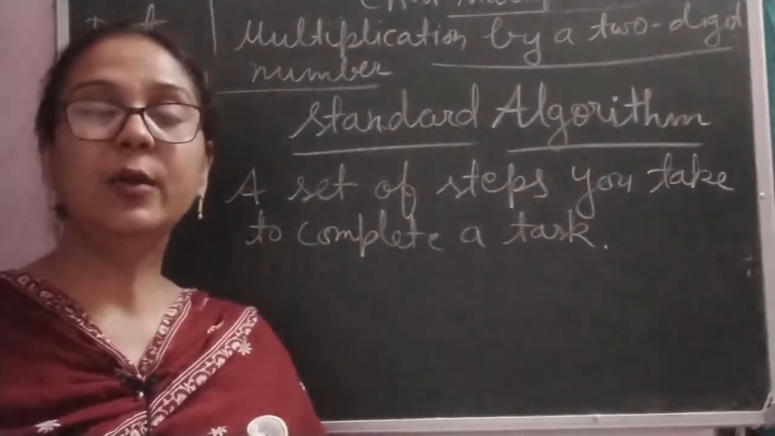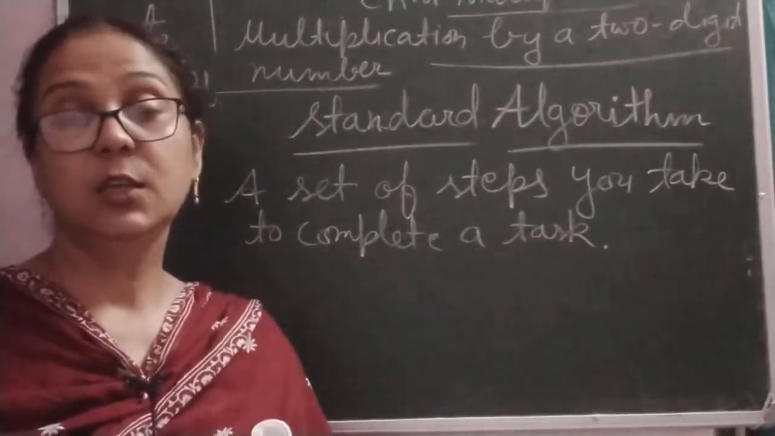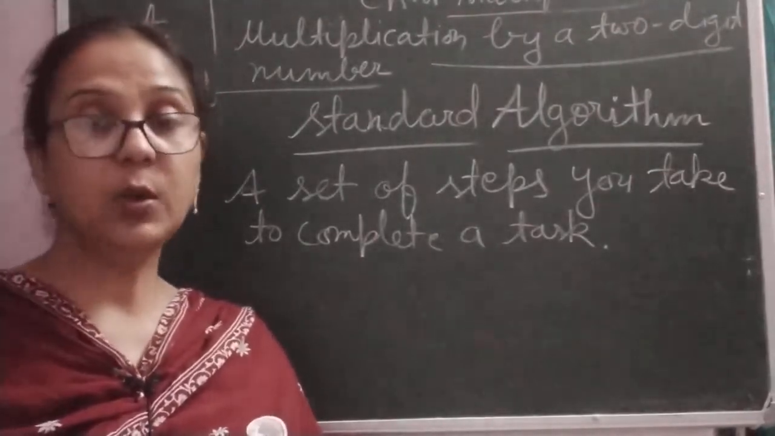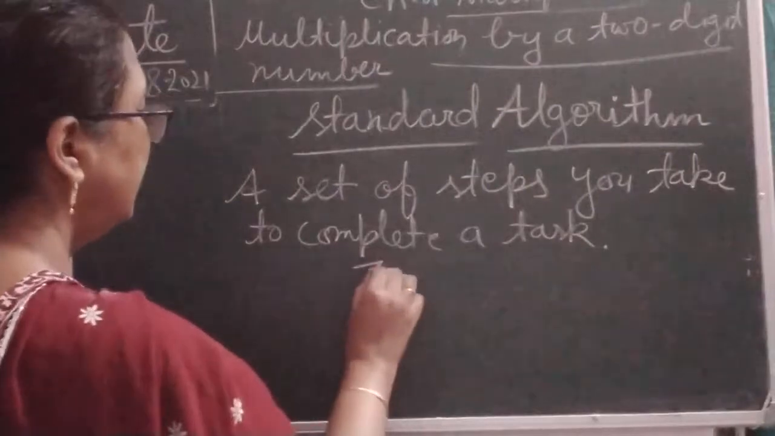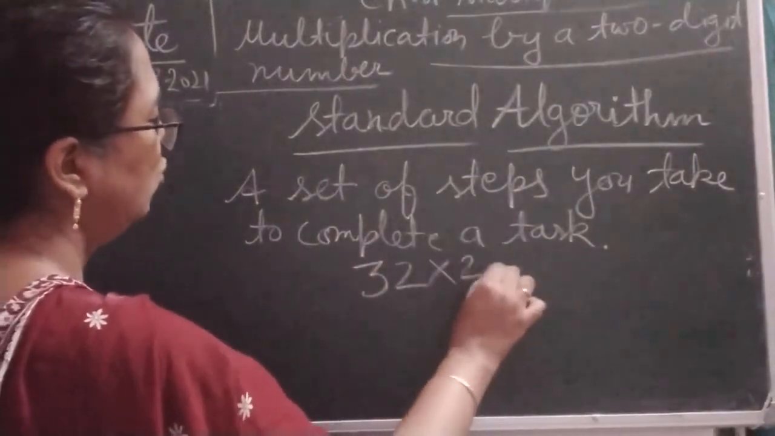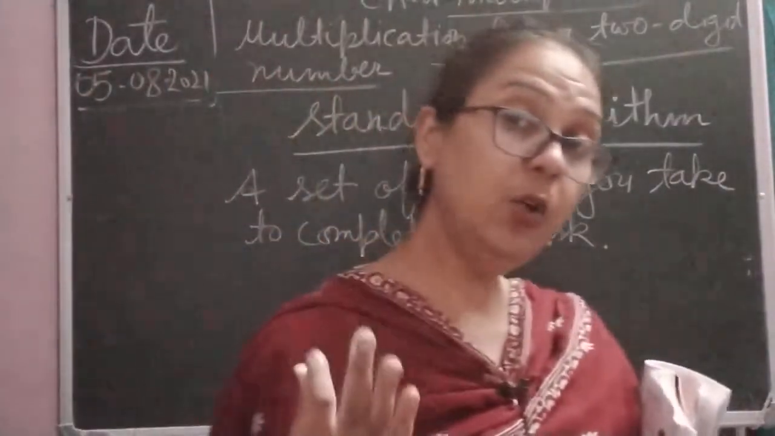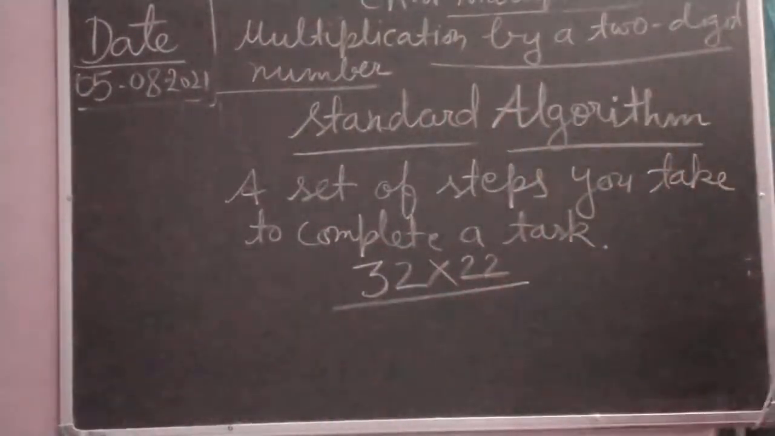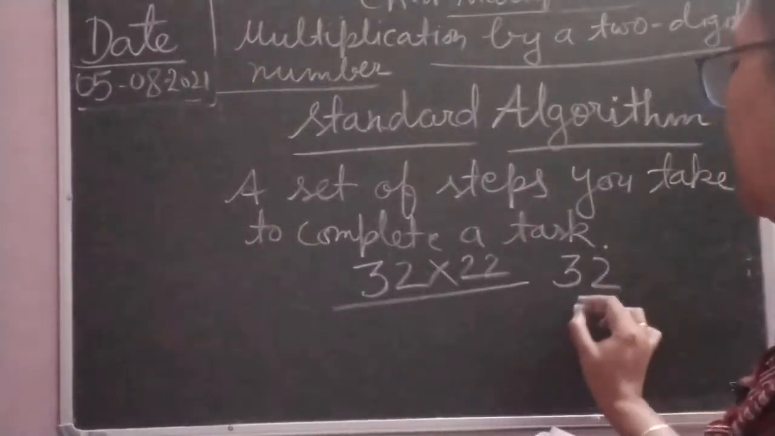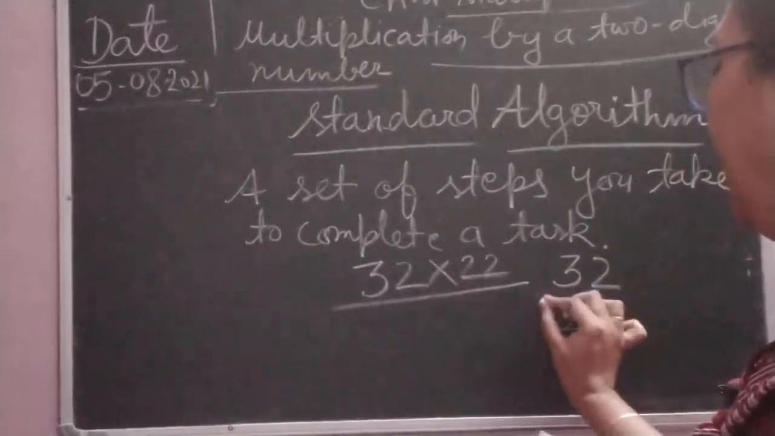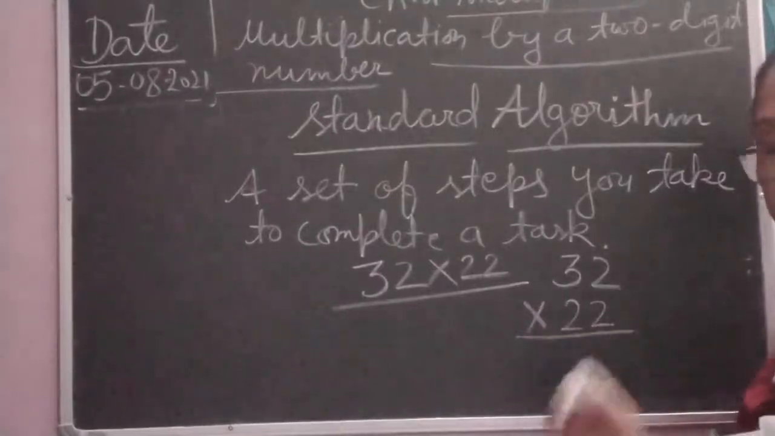Okay. Now how can we apply this algorithm, standard algorithm in multiplication? So I'll give you one example first. How can we apply it? So first of all, if we will do 32 multiply by 22, okay? So how can we do the standard algorithm in this multiplication? Now first of all, we will write first 32 and 22. And multiply we will write outer side because there is no place to write down over here.